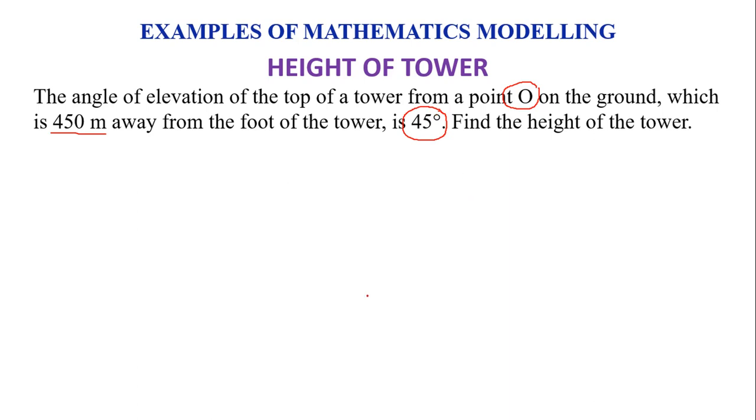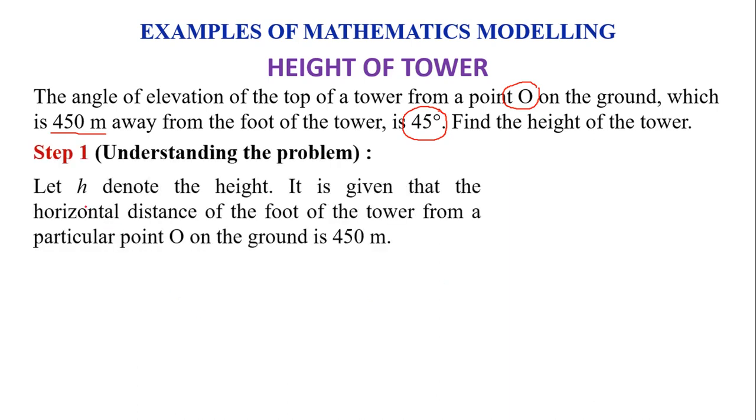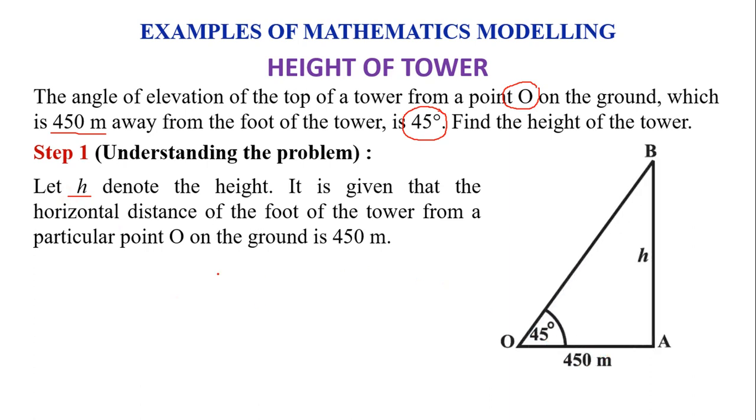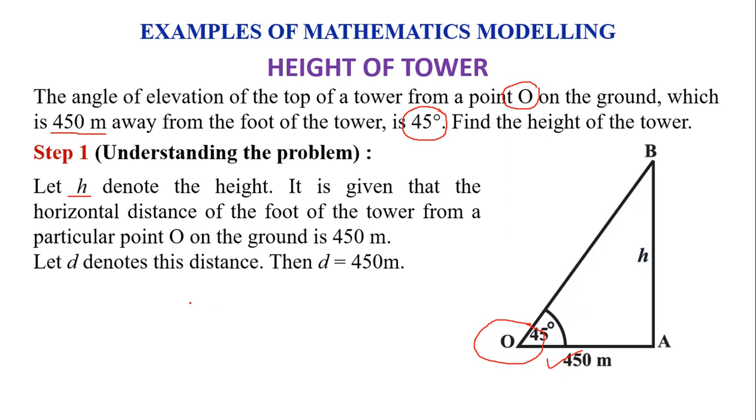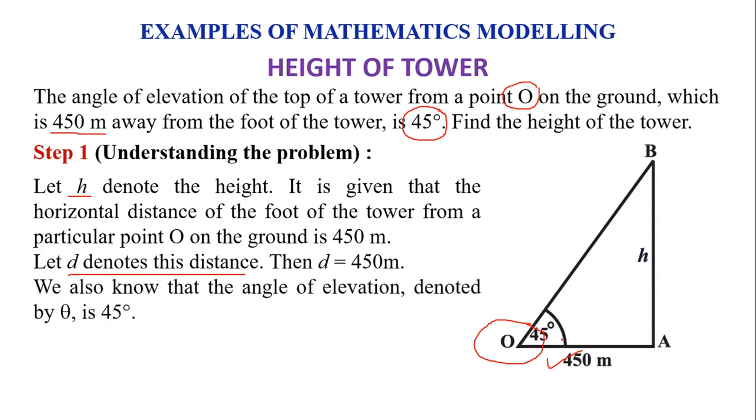So what is the first step? That we have to understand the problem. So let h be the height, and we will draw one rough diagram. It is given that the horizontal distance of the foot of the tower from this point is 450 meter on the ground. So here we will take this horizontal distance as d, that is 450 meter, and we also know the angle of elevation, that is 45 degree, and we will denote it as theta.